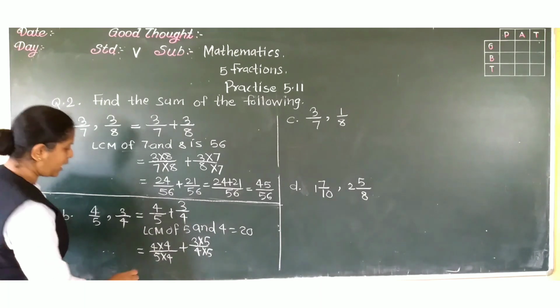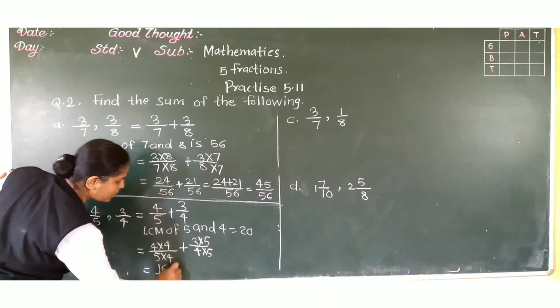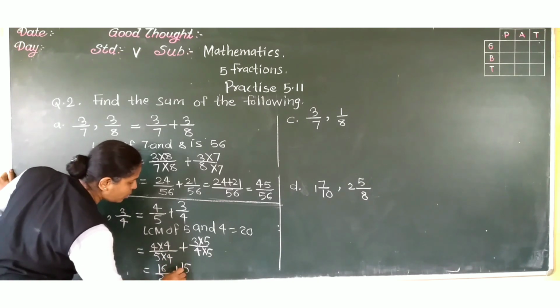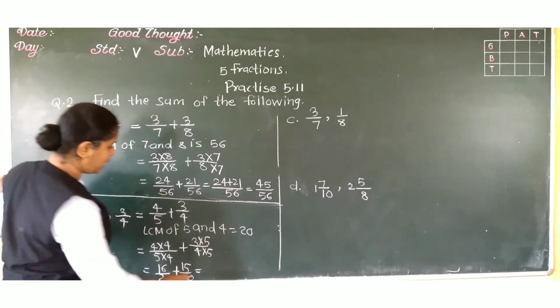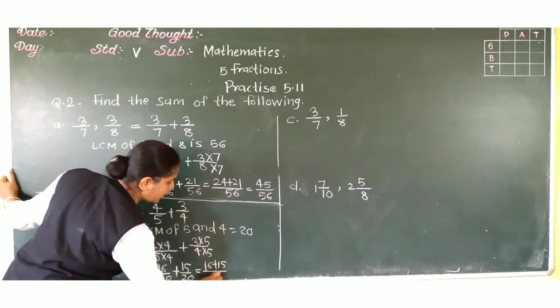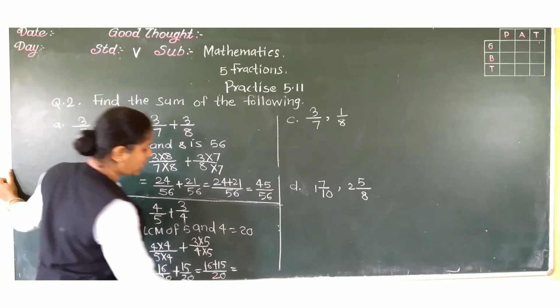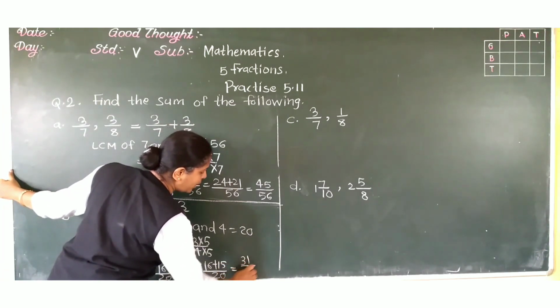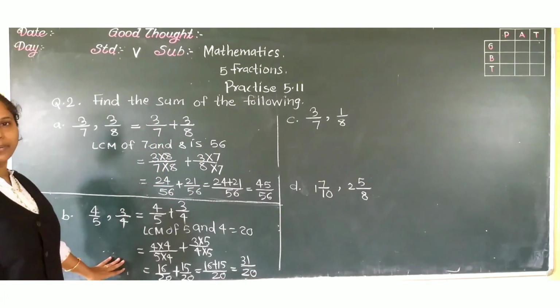So what will you get? 4 4s are 16 upon 20 plus 3 5s are 15 upon 20. Now next step, add only numerators, that is 16 plus 15 upon the denominator, which will be the same. 16 plus 15 is 31 upon 20. Got it? In this way we have to add.